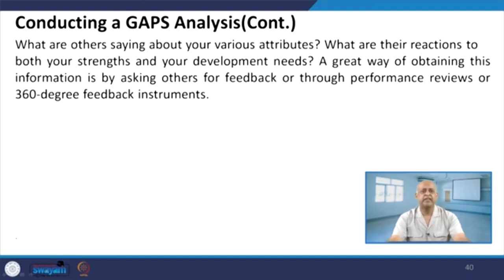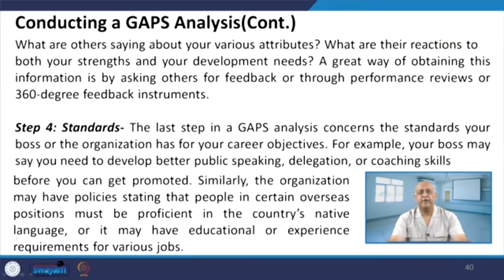I am not saying that the cat cannot be the lion, but the cat has to understand that it has the ability which can be converted into the lion, right? And that's why the others' contribution will be decided. Now, the question arises, what is the difference between the behavior of a cat and a lion? And it is called the standards. So, in that case, the standards your boss or the organization has for your career objectives. Now, I am talking not about your boss and others, I am talking about yourself.